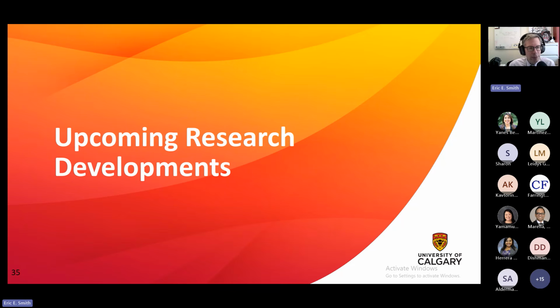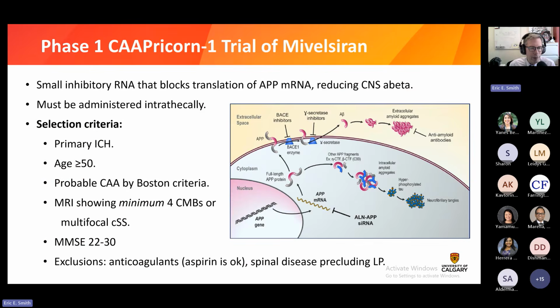Okay, so I'm just going to wrap up in a minute or two. One of the exciting things going on in the field, there have been very few clinical trials in CAA, but there is a clinical trial going on now of mivelsiran, which is a small inhibitory RNA that blocks the translation of the APP mRNA into APP and thus reduces buildup of amyloid beta. And this is being tested in both Alzheimer's disease and CAA. The challenge is it does have to be administered intrathecally, but fortunately only every 6 months.